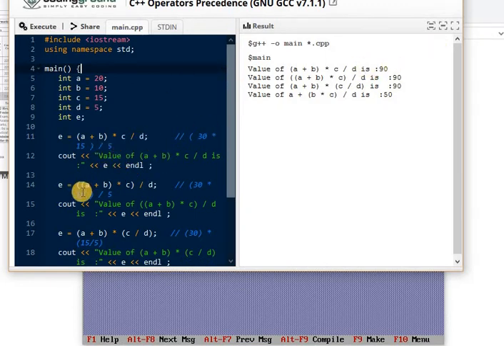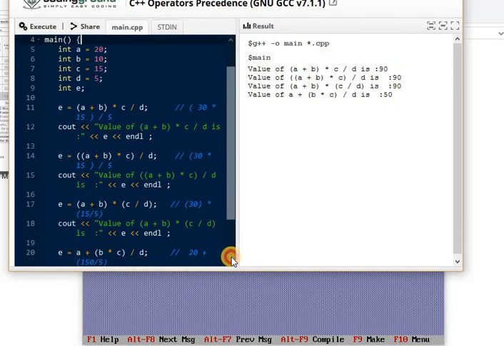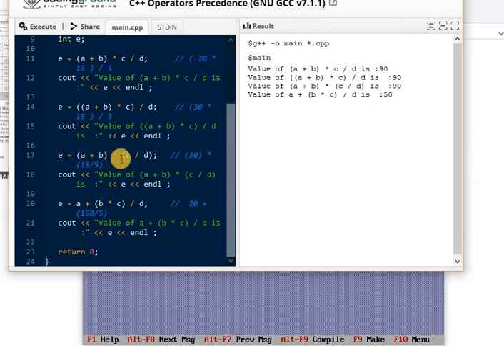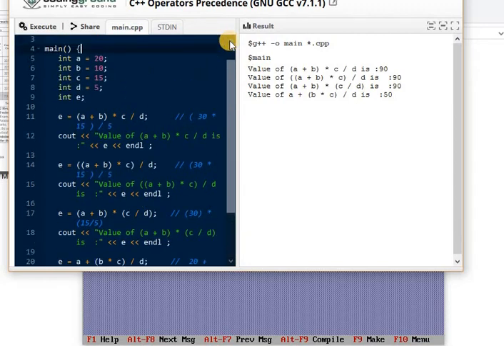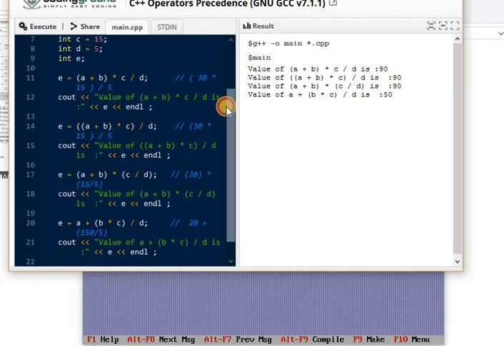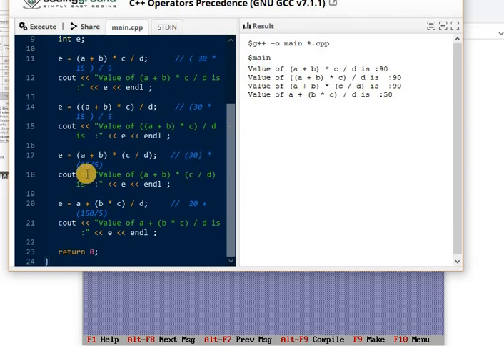See here. Now in bracket, a plus b into c divided by d. Again it has the same, because a plus b is 30 into 15 divided by 5. It also has the answer 90. Now next is e equal to a plus b into c divided by d. First it will solve the first bracket, that is a plus b, which is 30. Now c divided by d means what? 15 divided by 5. It has the answer 3. So 30 into 3, the answer is 90.